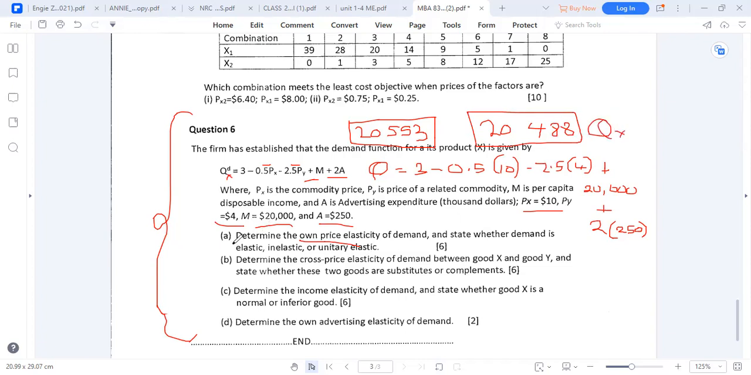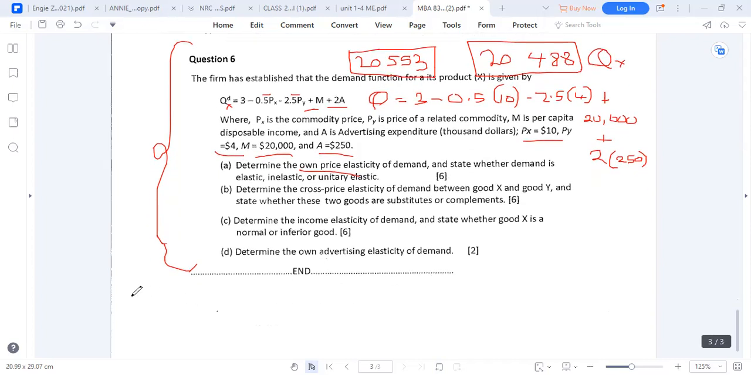So who wants to try part A, 6 marks, on price elasticity? What's the formula for price elasticity? Same as price elasticity of demand, yes? Who wants to try? The gradient for good X times what? Price of what? Good X over quantity of X. So what is the gradient for good X?